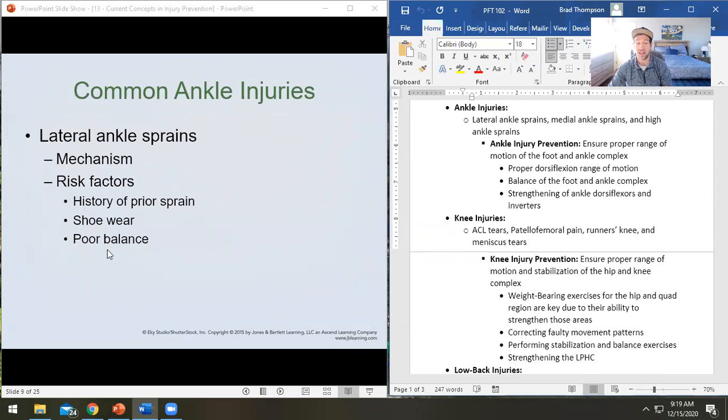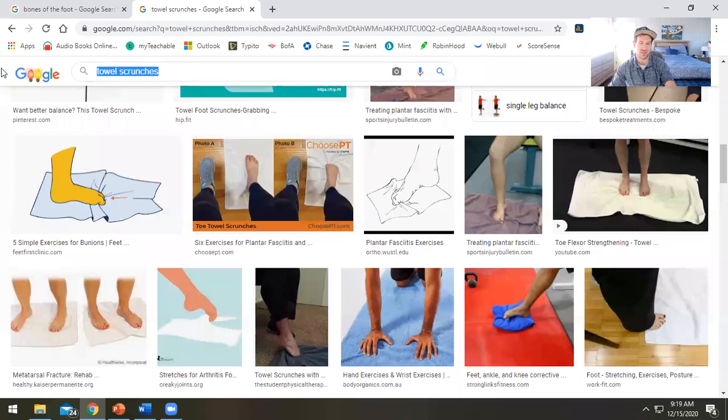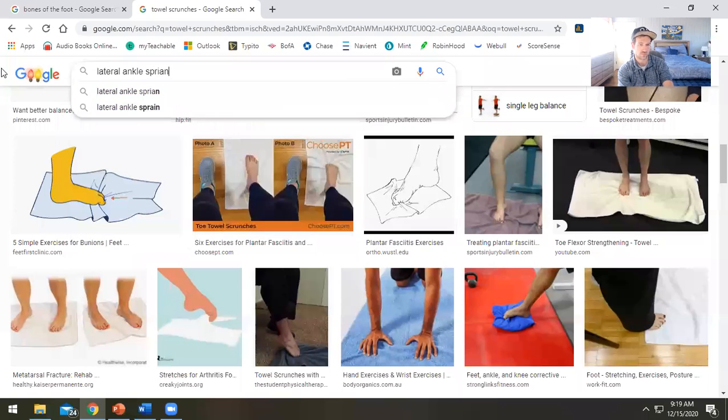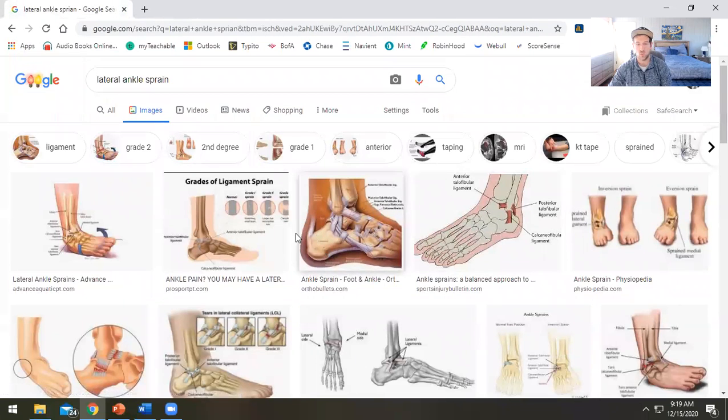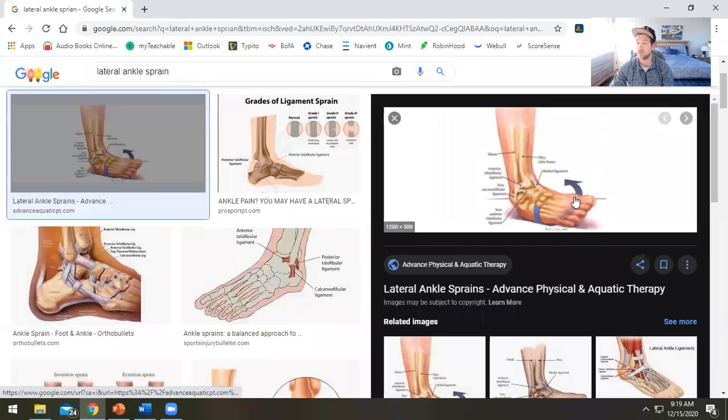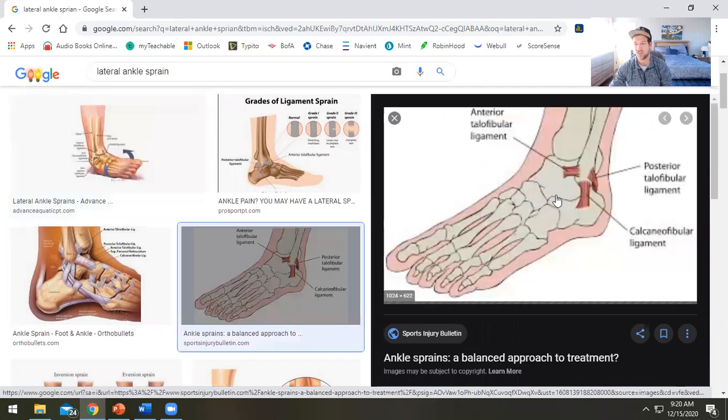So lateral ankle sprains, right? I'm going to go ahead and pull up a picture of this. What we're looking at is where someone excessively inverts their foot. They do it way too much, and that results in this little ligament that holds your fibula to your ankle tearing. This is what's called your CFL, your calcaneofibular ligament, or sometimes it'll be this posterior one here, but fairly rarely. We'll see a little sprain right here.